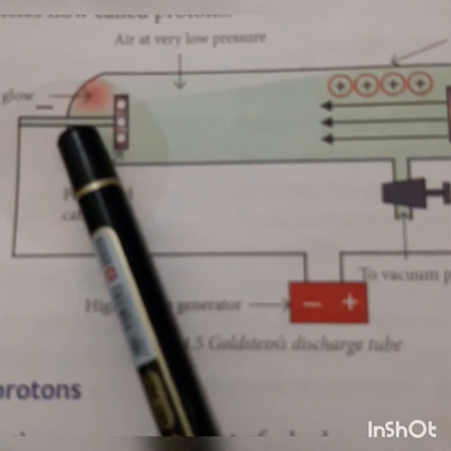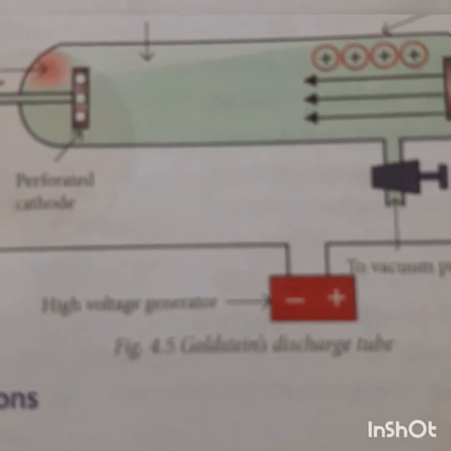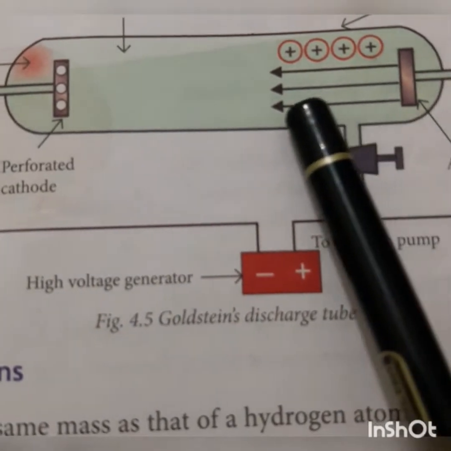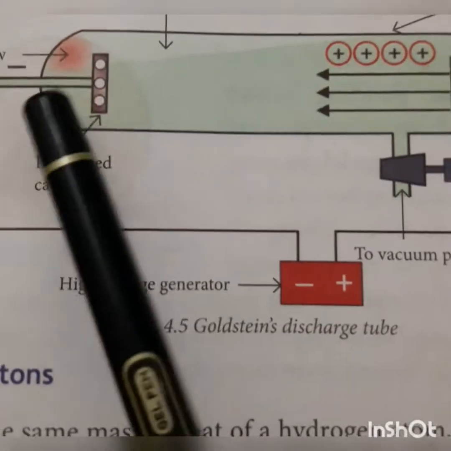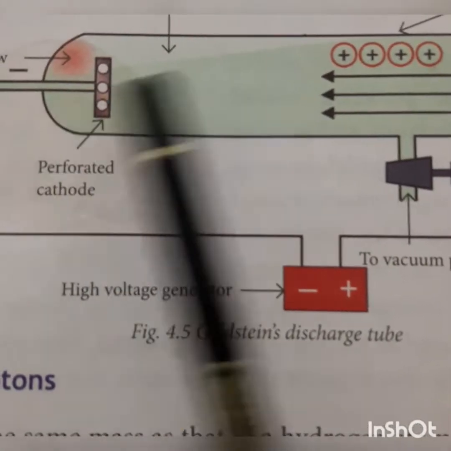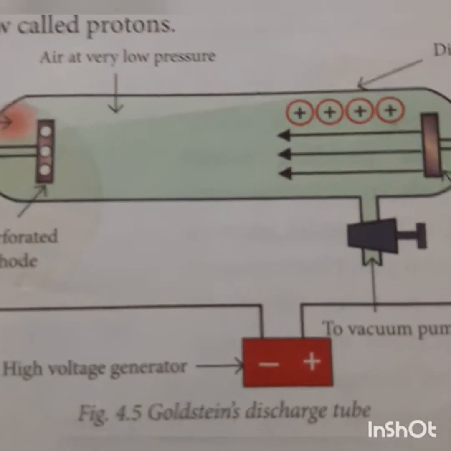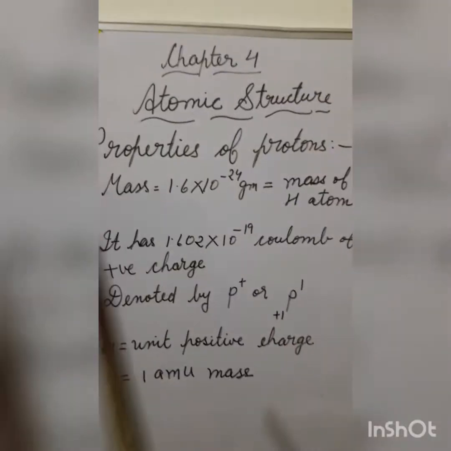the perforated cathode. This showed that some rays were produced from the anode and moved from the anode to the cathode, causing the glow behind the cathode. He named these rays as anode rays containing particles, now called protons.